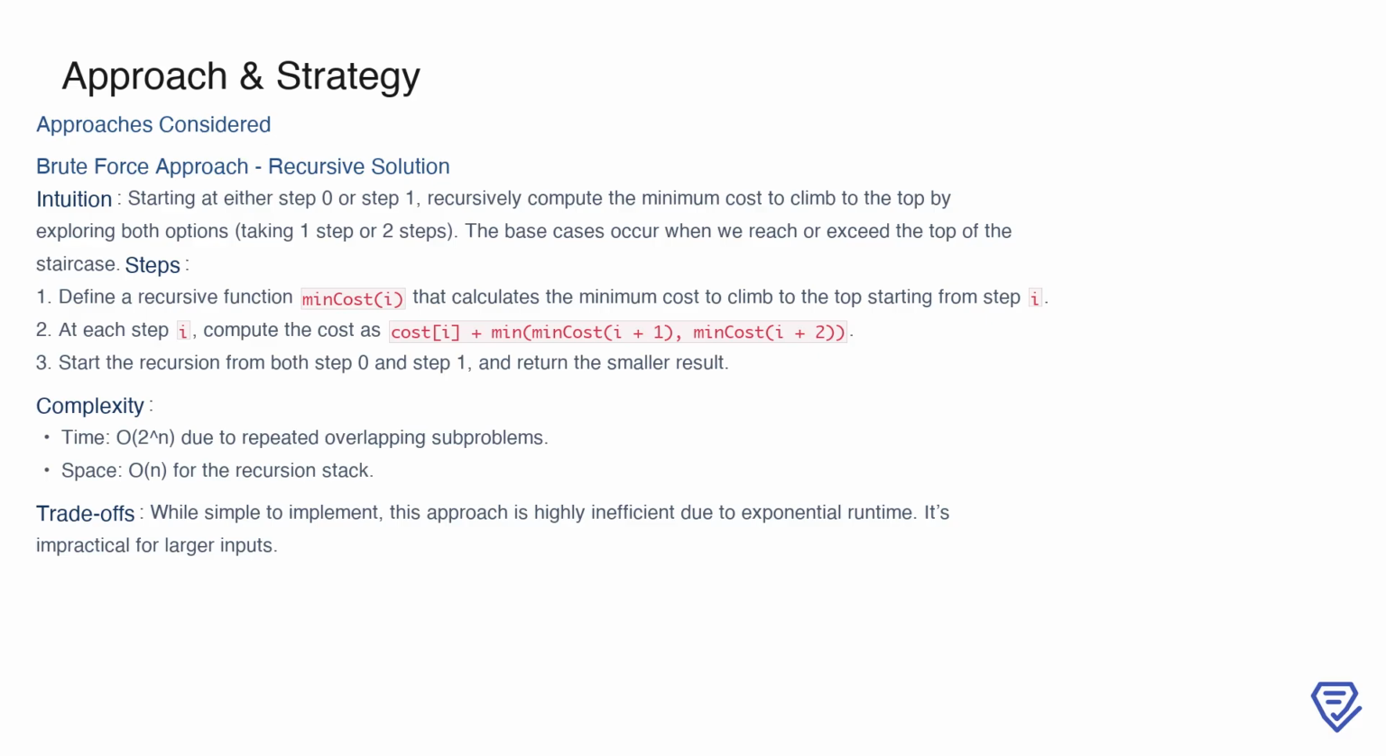While this approach is straightforward, it has significant drawbacks. The time complexity is exponential, specifically O(2^n), because the function repeatedly solves overlapping subproblems. Additionally, the space complexity is O(n) due to the recursion stack. While simple, this method is inefficient and impractical for larger inputs, making it unsuitable for real-world applications.